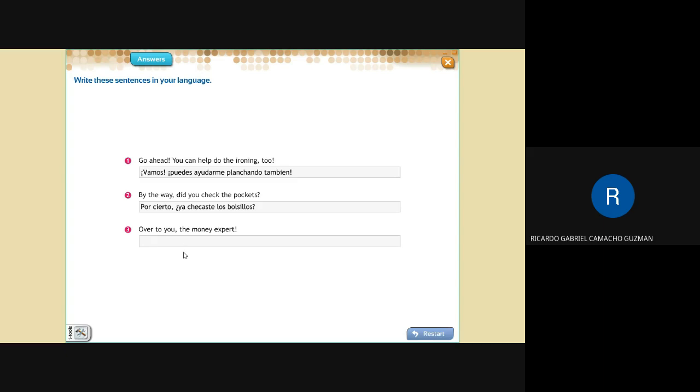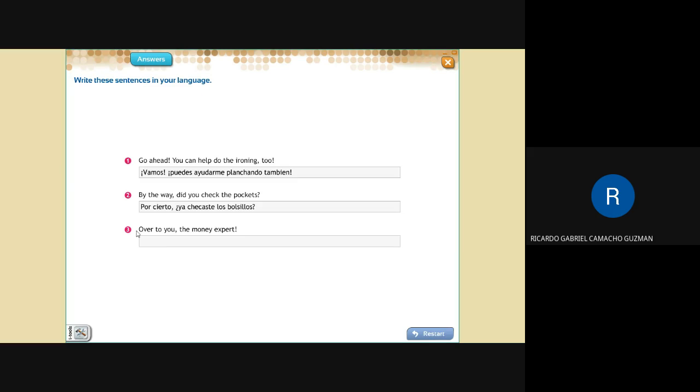Y la última, Bere, tú querías participar. So, how is the number 3? Over to you, the money expert. It's like, como, let me think. Yeah, don't worry. Sobre ti o a ti eres experto en el dinero. ¿Ok? Más o menos por ahí va el asunto.